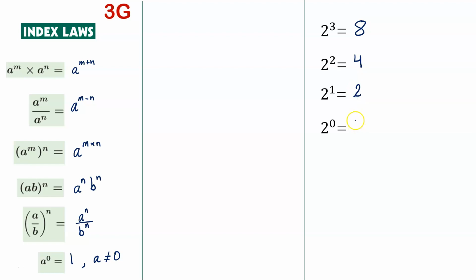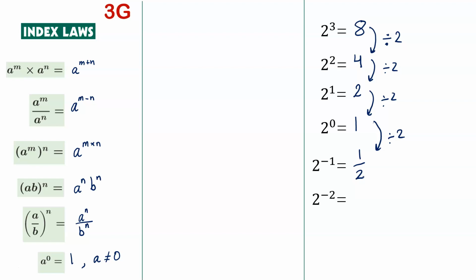2 to the 0, that's 1. Now, look at the exponents. We have 3, 2, 1, 0. The next one would be 2 to the minus 1. Now, let's see, do we notice a pattern from the 8 to the 4, 4 to the 2, 2 to 1? In each case, we're dividing by 2. Well, let's follow that pattern then. If we did 1 divided by 2, we get a half. All right, next one. Again, we divide half by 2, we get 1 over 4.